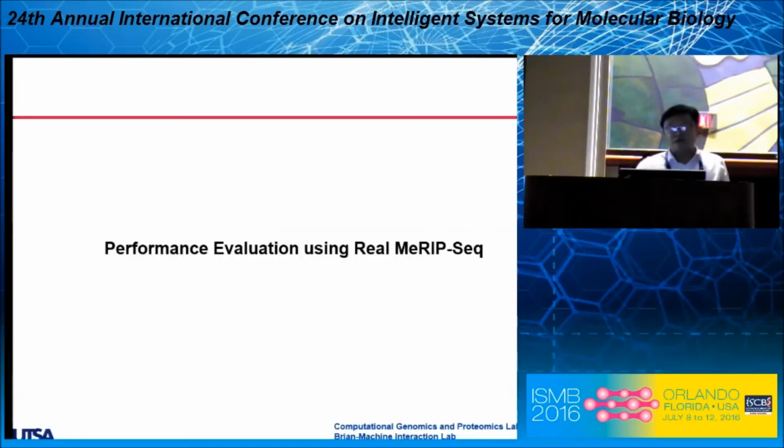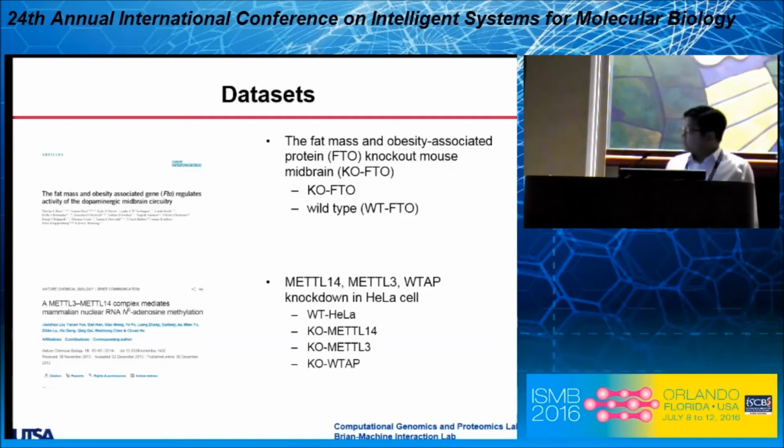Okay. And then we proceed, and we look at how we can use real data to also measure the performance. So one thing that we did is we look at these two data sets. One is the so-called knockout FTO. FTO is a demethylase. So in this case, the demethylase FTO is knocked out from a mouse cell. Then in the other data sets, three elements of the methyltransferase complex are knocked out. Each one of them is knocked out from the HeLa cell.